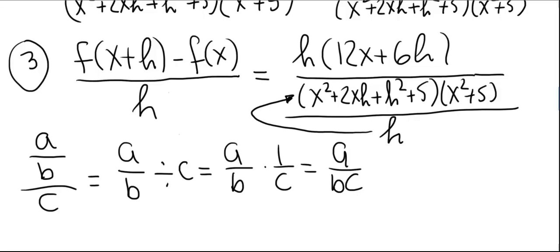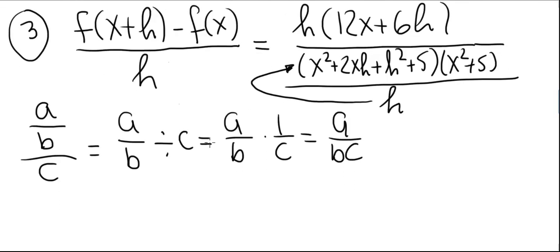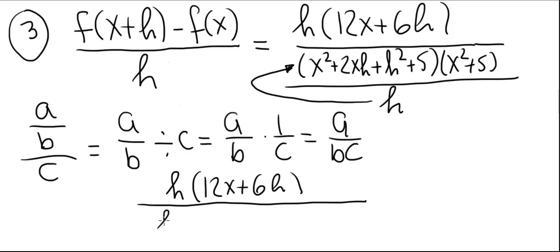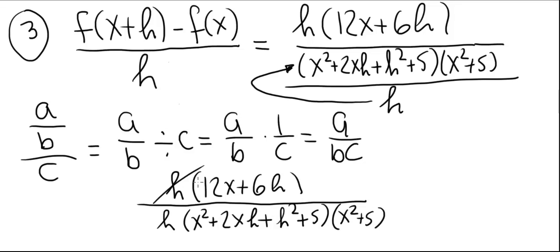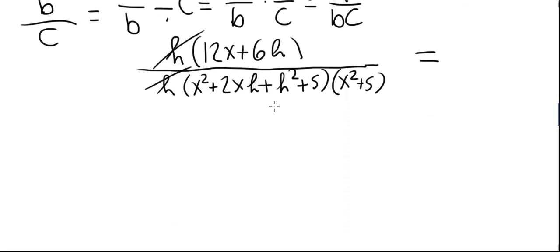After we simplify, that's equal to h times 12x plus 6h, divided by h times x squared plus 2xh plus h squared plus 5 times x squared plus 5. So we can now cancel the h's. That's the goal of step number 3. We should always try, if possible, to cancel the h's, and what we have left is a simpler expression which we can now evaluate to give us the derivative.